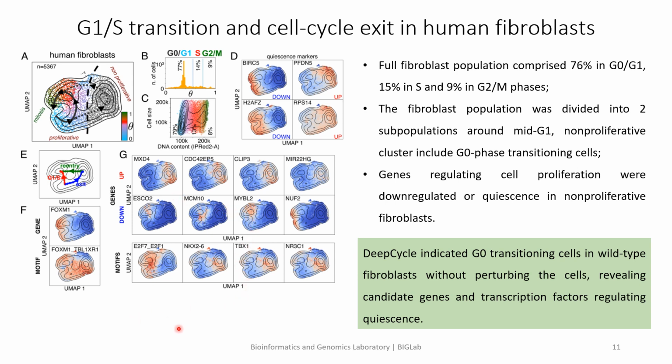Overall, DeepCycle enables characterizing the G0 transition of cells in wild-type fibroblasts without perturbing the cells, and reveals candidate genes and transcription factors regulating quiescence.